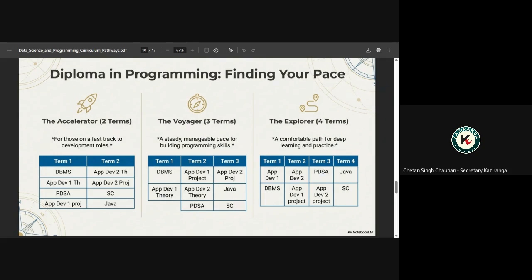PDSA, if your Python was good and if you put in the practice, if you put in the hours, is a good course. I would not put it as a very tricky course. If you put in the hours, you will get good grades in PDSA, but do not take it as a light course. Not at all. Focus on your PDSA. It's a very good course, and it is something that you require for your placements as well.